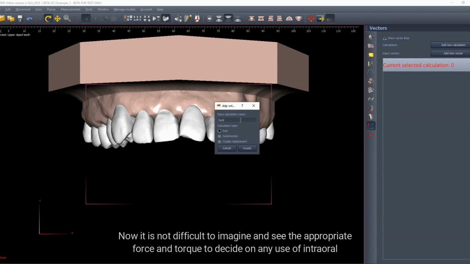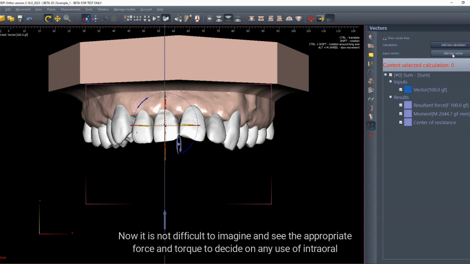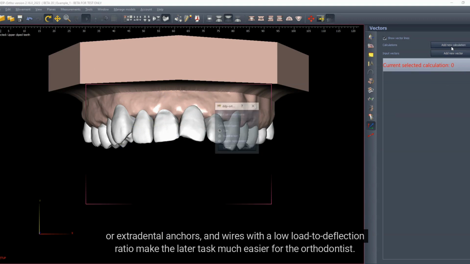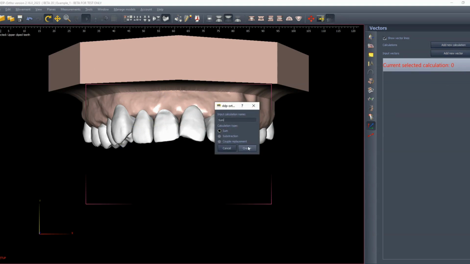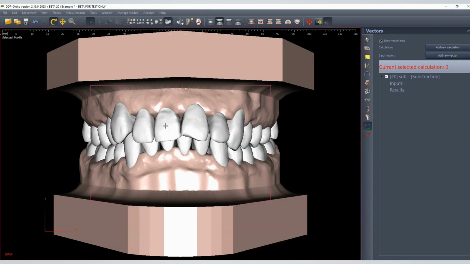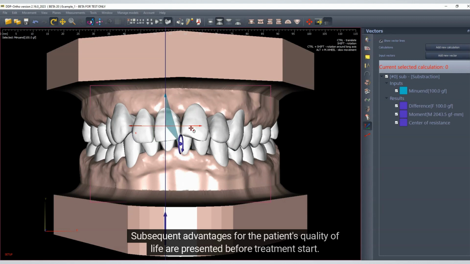Now it is not difficult to imagine and see the appropriate force and torque to decide on the use of intraoral or extraoral anchors, and wires with a low deflection ratio make the later task much easier for the orthodontist. Science and evidence-based digital tools of DDP-Ortho support the clinician. Subsequent advantages for the patient's quality of life are presented before treatment starts.